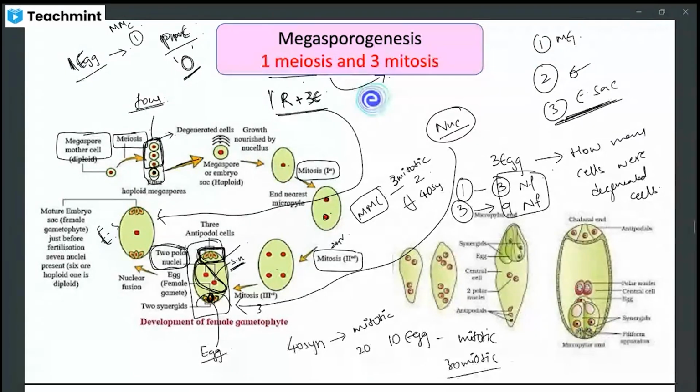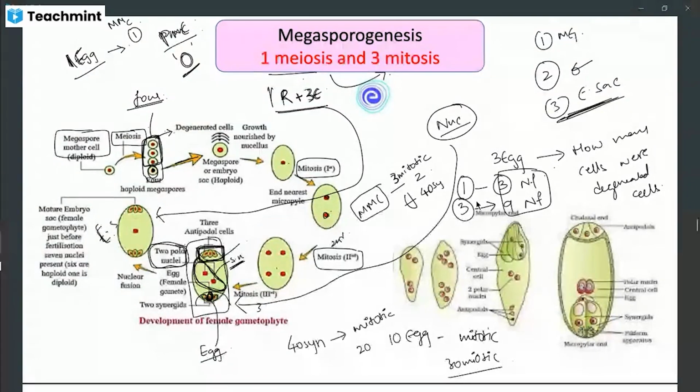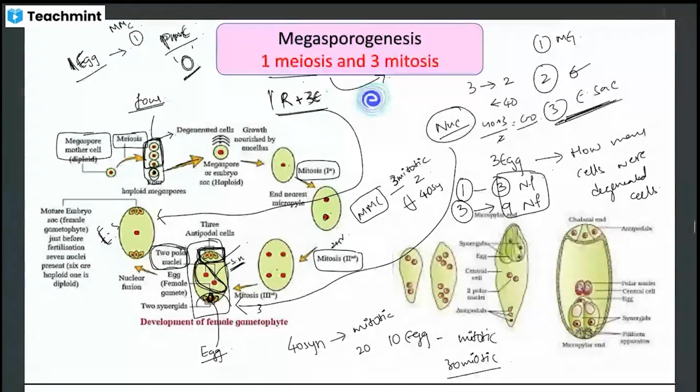Is your answer 20 even now? 60. So 3 mitotic divisions produce 2 synergids. So 40 synergids require 40 into 3 by 2. So it is 60. Am I right now? Yes, sir. Okay. So questions will be in this form.